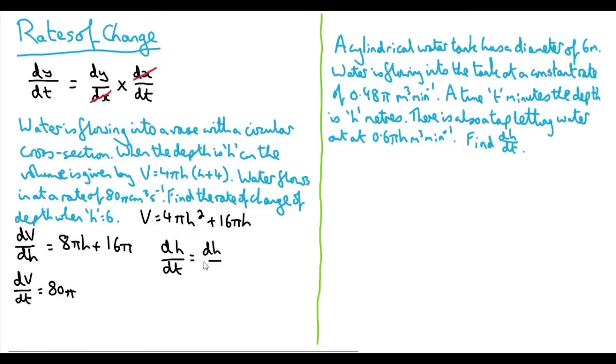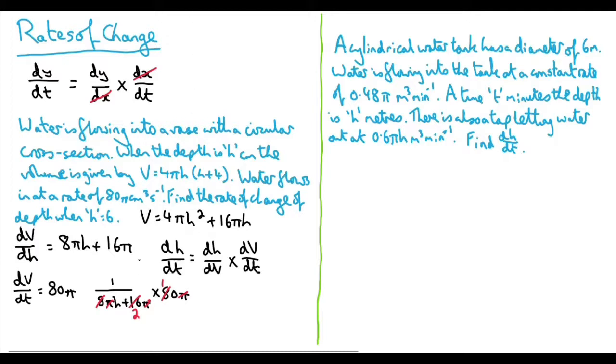So it'll be dh over dv, and this will be times by the dv over dt, because that gets the dt in the denominator, and also now those dv's would cancel away algebraically. Here, your dh over dv, so the reciprocal of this, is just going to be 1 over the 8 pi h plus 16 pi, so you're timesing that by the 80 pi, and together the pi's are going to cancel. And you can also then cancel through by a factor of 8. So 8 disappears here, the 16 would become a 2, and the 80 would become a 10.